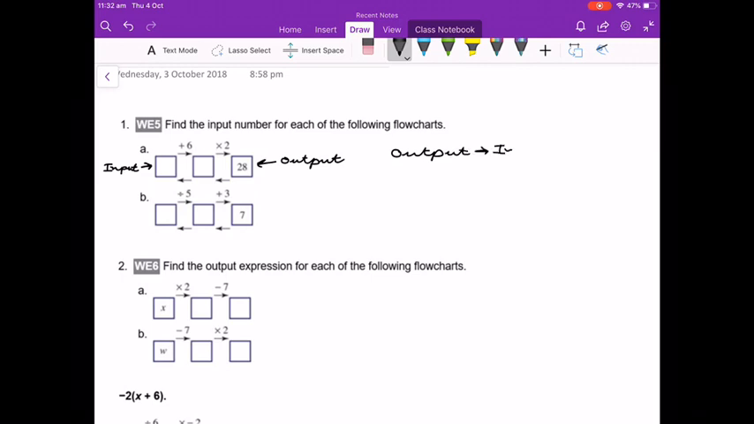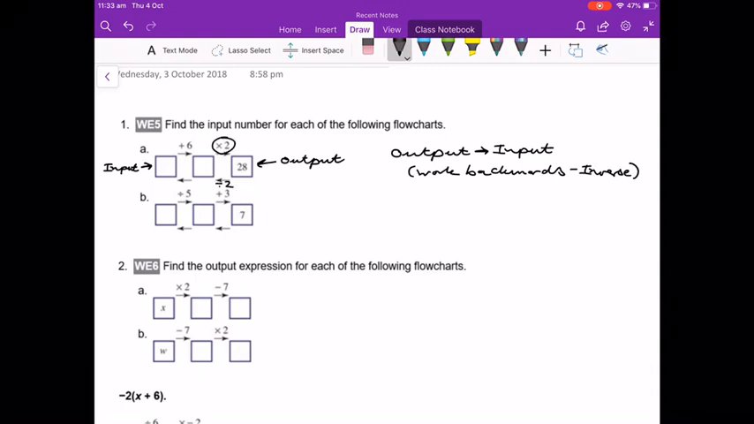And when you're going from the output to the input, we actually have to work backwards. And we call that the inverse operation, or the opposite of what you should normally do. So we're going to start from 28. We're going to go through the steps to take us back to the question. So it says 28 times 2. The opposite of times 2 is divided by 2. 28 divided by 2 is 14.